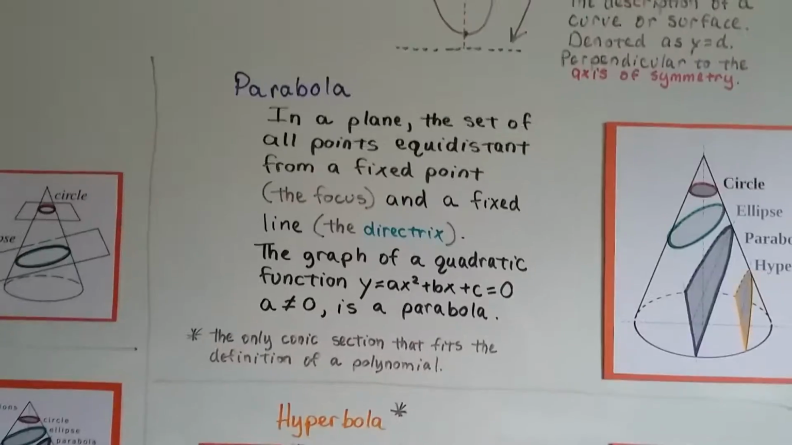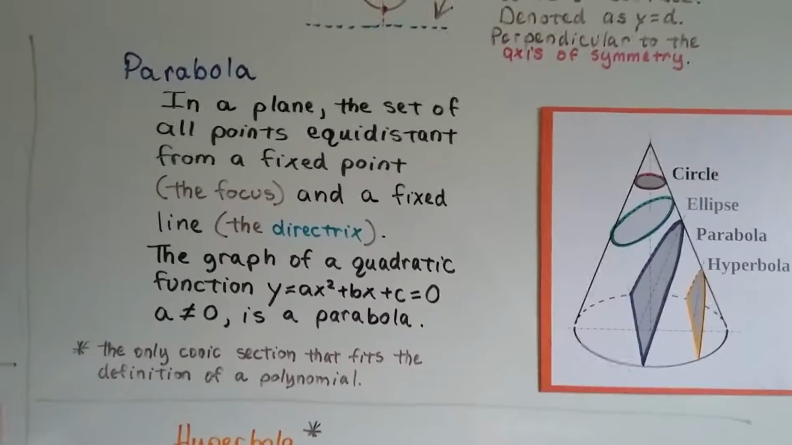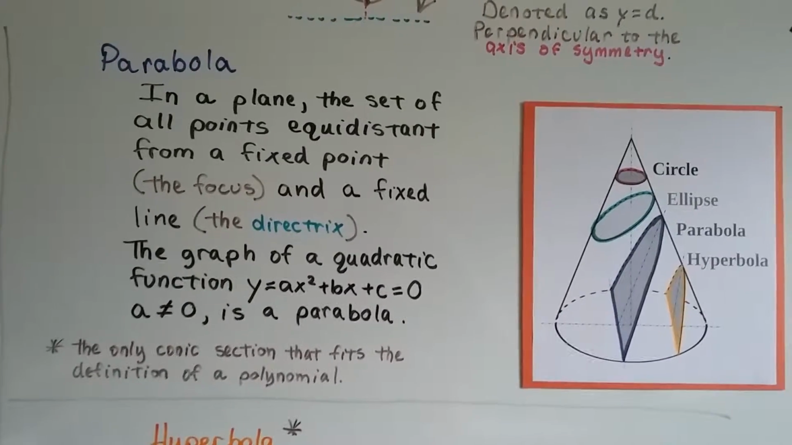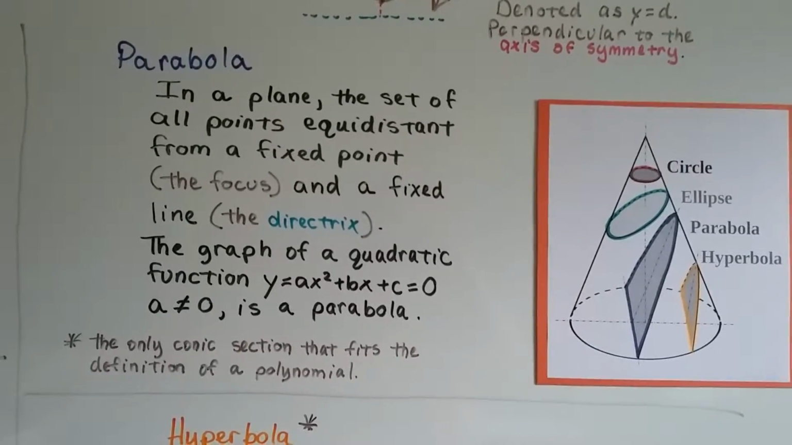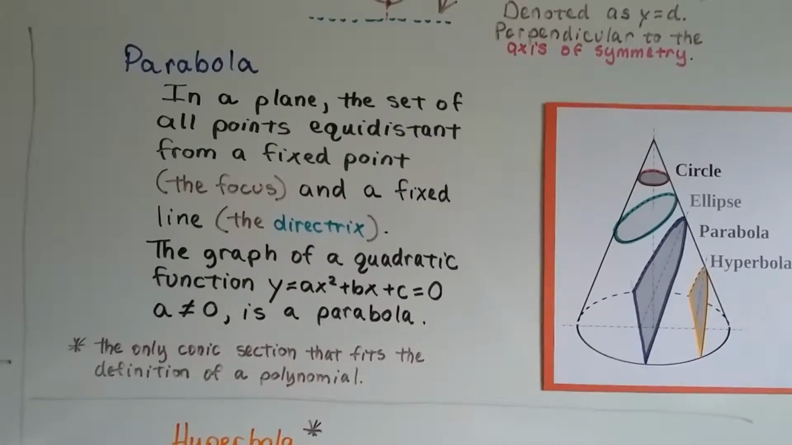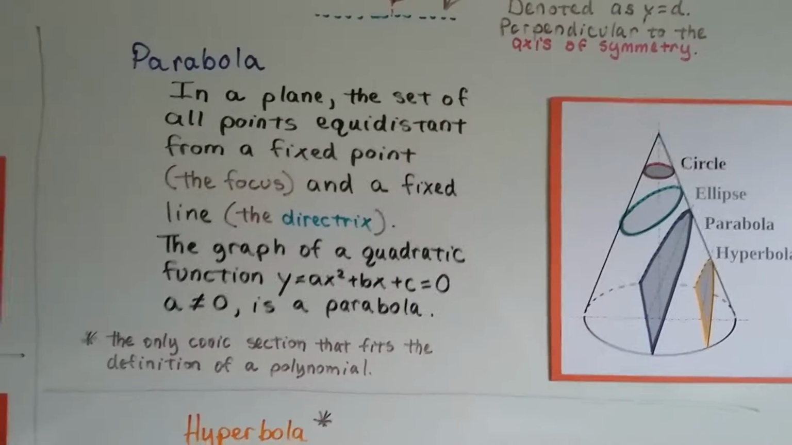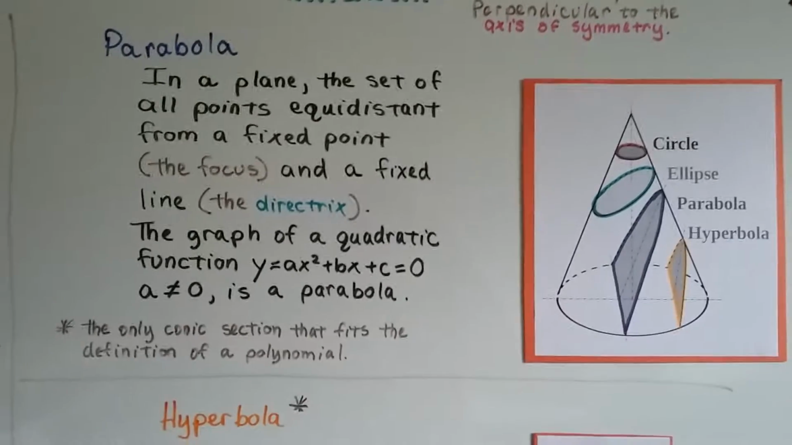So now we have parabola. And we've done parabolas so far, right? In a plane, the set of all points equidistant from a fixed point, the focus, and a fixed line, the directrix, that's a new word. The graph of a quadratic function, y equals ax squared plus bx plus c, as long as that a is not a 0, is a parabola. And it's the only conic section that fits the definition of a polynomial.